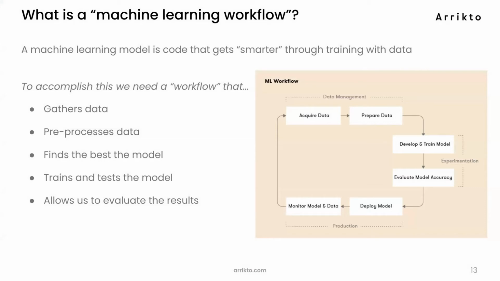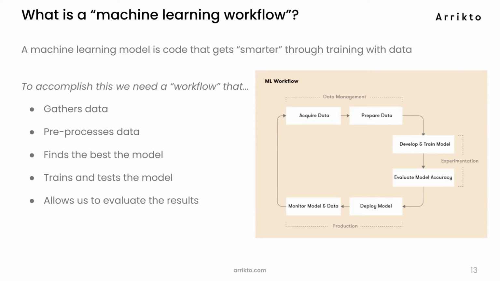All right, so what is a machine learning workflow? So net, a machine learning model is code that gets smarter through training with data. So if we start there, we're going to need to have a workflow that's going to facilitate this. And in this workflow, we want to do a few things. We need to gather our data. So what if we're building an email or a spam detection system? We're going to need access to emails.